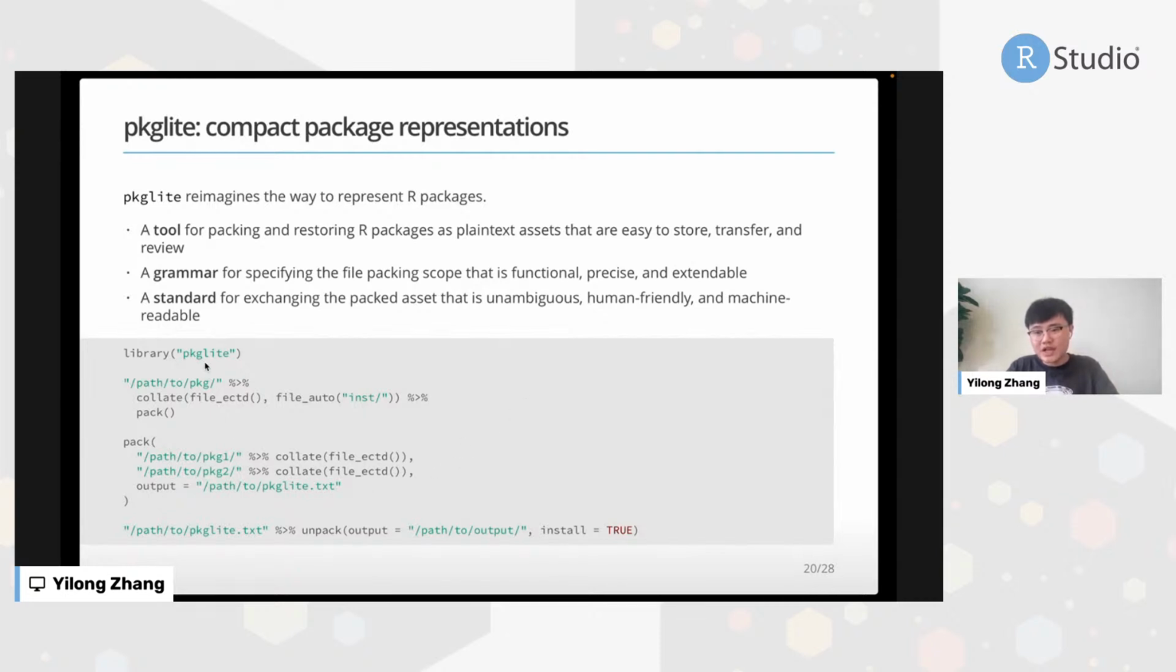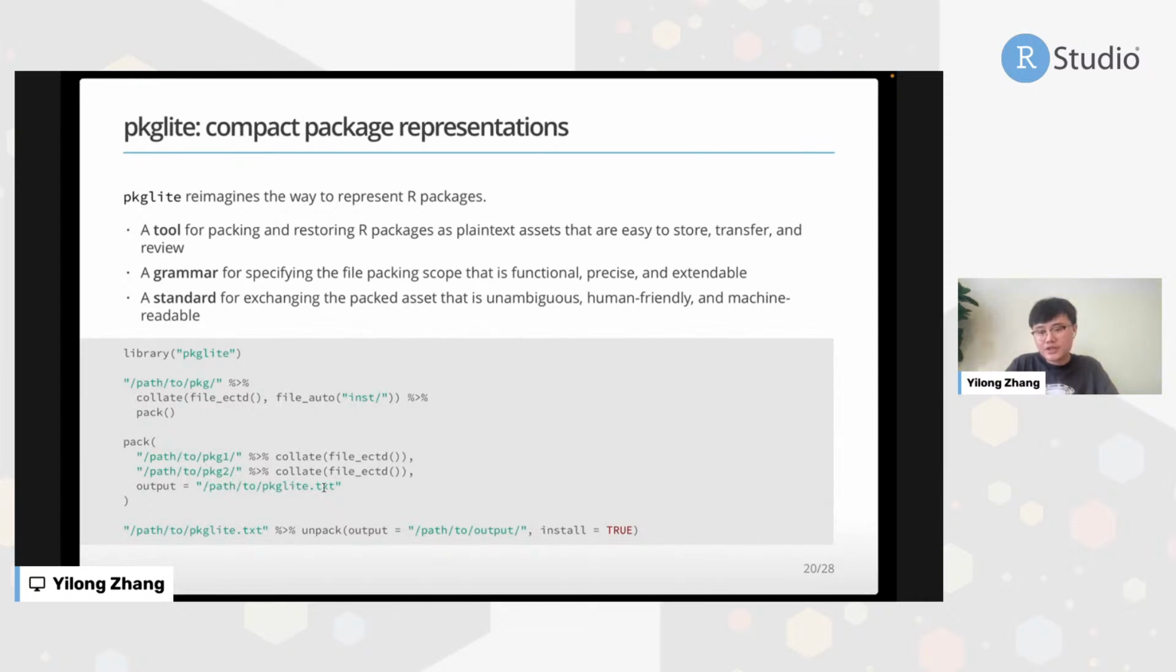So this is just an example code. Once you provide the path to the package, we can collate them. We have a convenient function to indicate what we typically consider to be saved in the eCTD package, right? And sometimes you want to specify more. For example, you have some additional material in the inst folder. You can also pack multiple R packages into one file. So you have two internally developed packages saved into one TXT file.